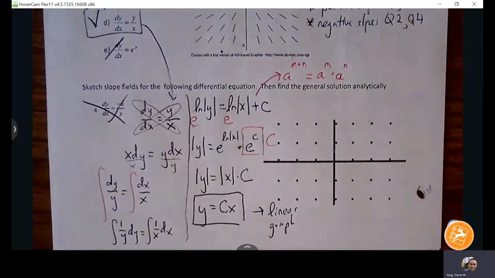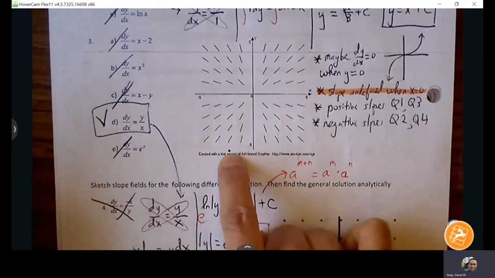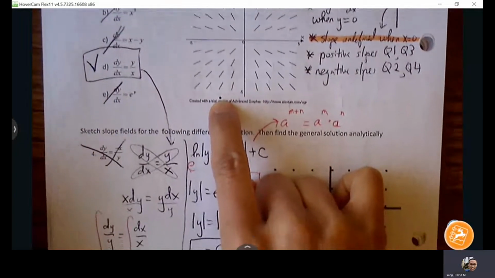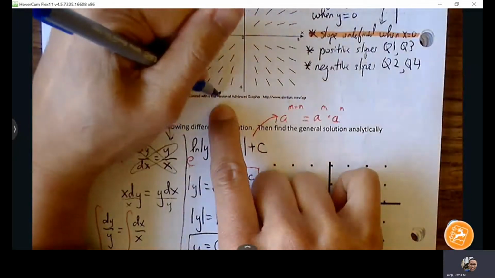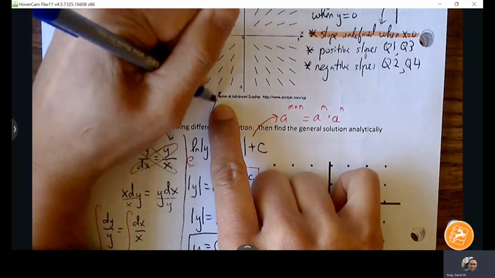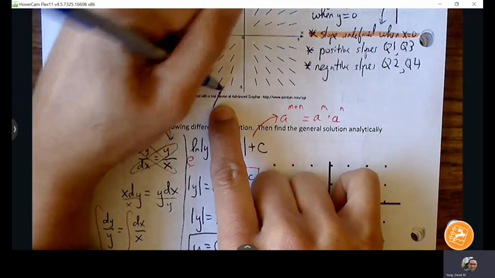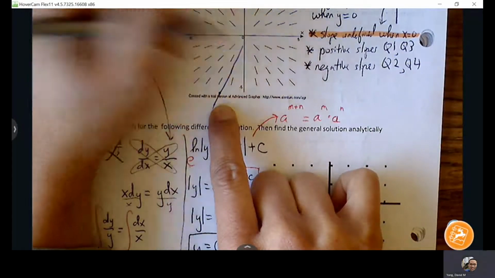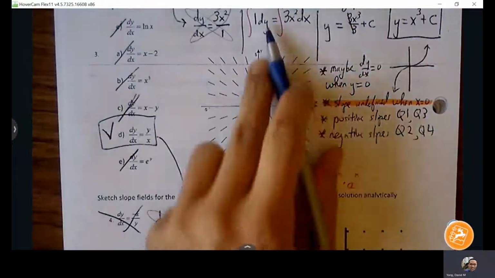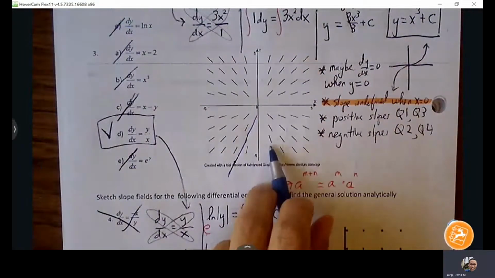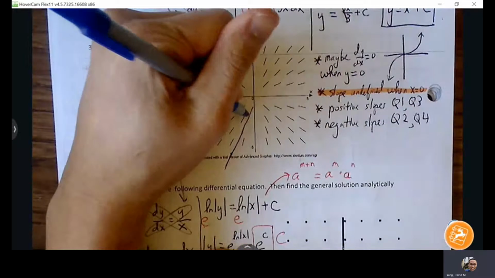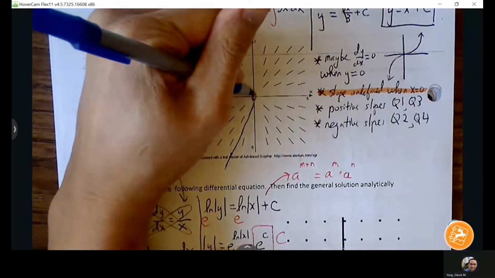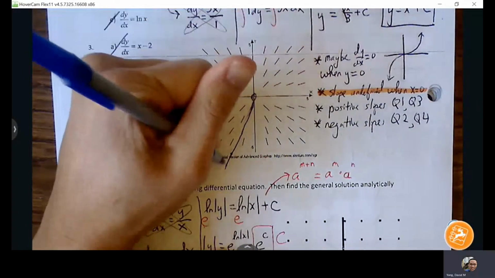Now, we're going to sketch a graph through this point, okay? So the point is all the way down here. So highlight that point, and you're just going to follow the flow of the graph up to the origin. But we know there's a break at the origin, right? Because slope is undefined at zero. So as soon as it hits a roadblock, you're going to stop the graph.